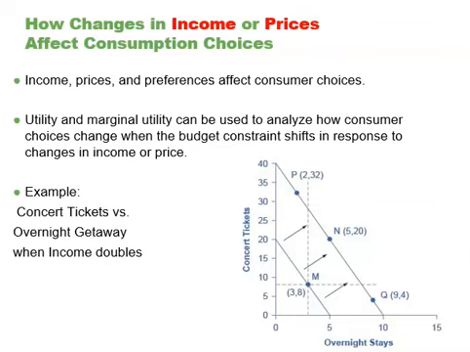So the maximum number of concerts that Kimberly could see is 20 concerts with 0 overnight stays. Or she could stay for a maximum of 5 nights without seeing any concert. After applying the decision rule that the ratio of the marginal utilities to the prices should be equal between the two products, Kimberly chooses point M with 8 concerts and 3 overnight getaways as her utility maximizing choice.